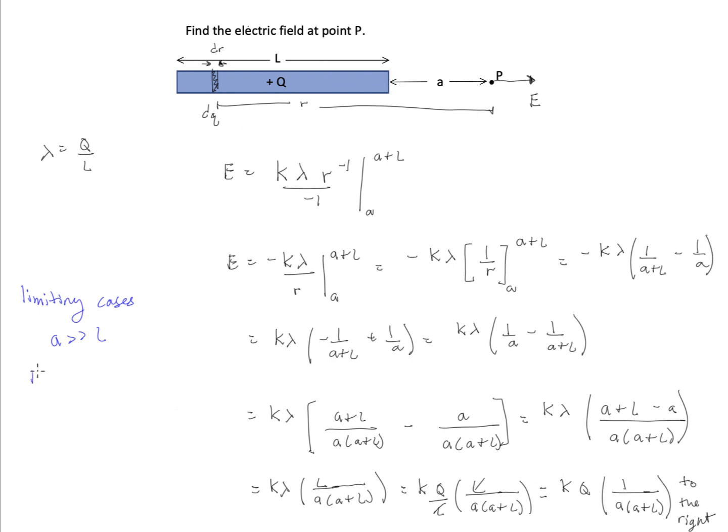So we know that E is KQ times 1 over A times A plus L. Now, if A is much, much, much greater than L, A plus L basically just becomes A. So then you would have KQ over 1 times A, which is A squared, which is the electric field for a point charge. So when you look at this thing from a long distance away, it sure does look like a point charge, which is exactly what we would expect.